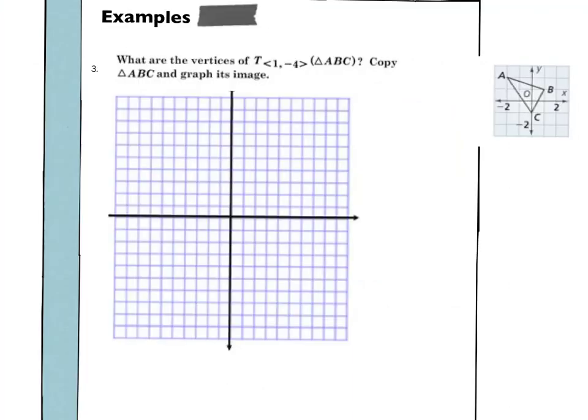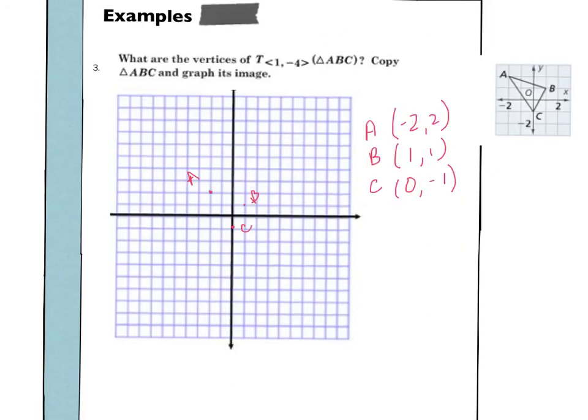Here's our final example, question number 3. It says, what are the vertices of translation T <1, -4>? Again, they want us to copy it and graph it. Here you can see I've graphed the points. I'll connect them now. I've actually written the points over here as well so we can see what's going to happen to them. Let's do what we normally do and go to the right 1 and down 4 for each point. There are 3 points, and let's connect them.